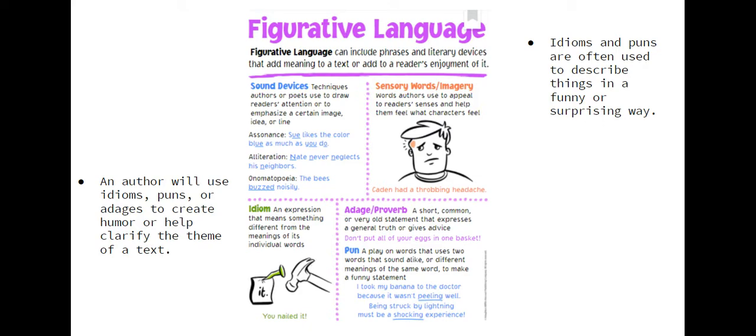Then we have adages or proverbs. Those are short, common, very old statements that express a truth or give advice. You might learn something from them sometimes. The example here is, don't put all of your eggs in one basket. They don't literally mean carry 5 baskets out to the chicken coop and divide your eggs out. What they're trying to say is, you're trying to get to a specific destination, but have many routes to get there. Make sure you have a plan in case something happens.